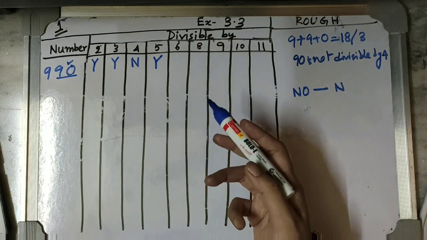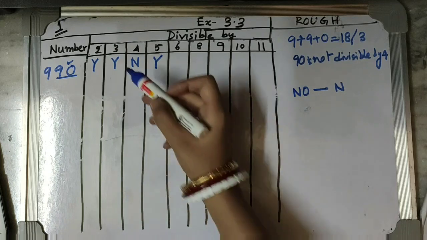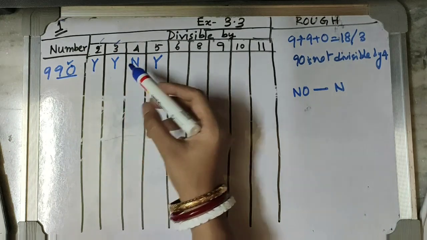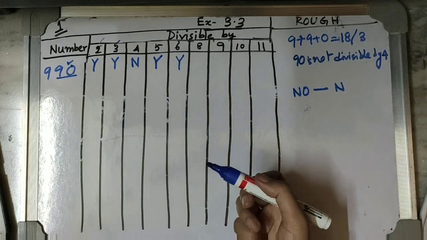Then for checking the divisibility by 6, we will check whether the number is divisible by 2 and 3 both. Yes, here it is divisible by both 2 and 3. That's why we can say the number 990 is divisible by 6.